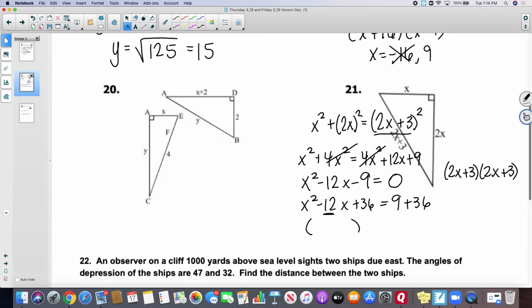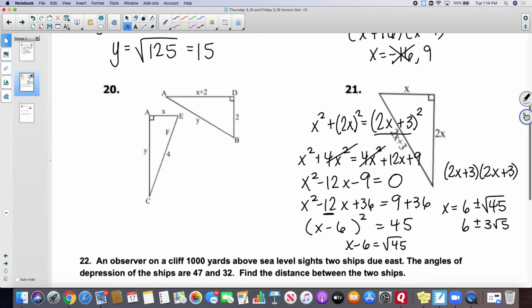And here is where I factor this. When you factor it, you just do b divided by 2 in the parentheses. We're going to take the square root of both sides. So that's going to be x minus 6 equals the square root of 45. You're going to move that 6 over. So we're going to get x equals 6 plus or minus the square root of 45. The square root of 45 will simplify out. So you're going to get 6 plus or minus 3 square root of 5.